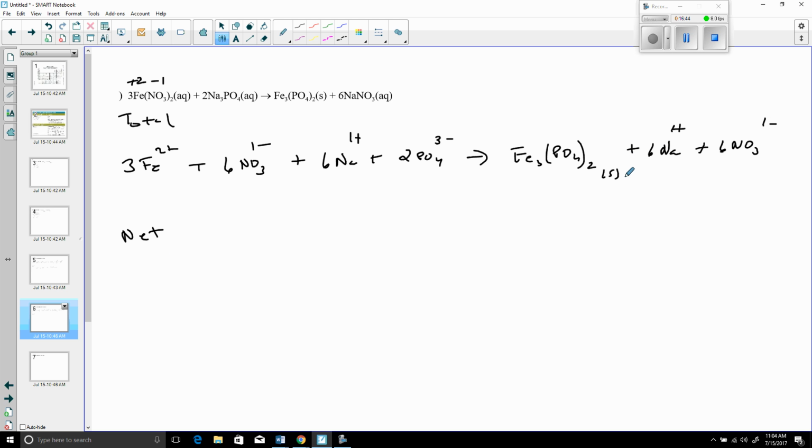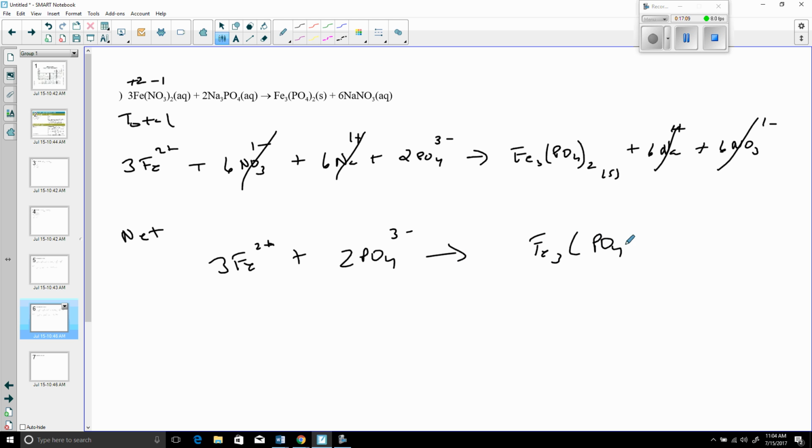First, remember, we have to get rid of the spectator ions, those things that do not play a role in the formation of the solid. So the solid does not have sodium, it does not have nitrate. Write down the rest. 3 Fe2 plus 2 PO4 3 minus gives you Fe3(PO4)2 solid. And that is the game.